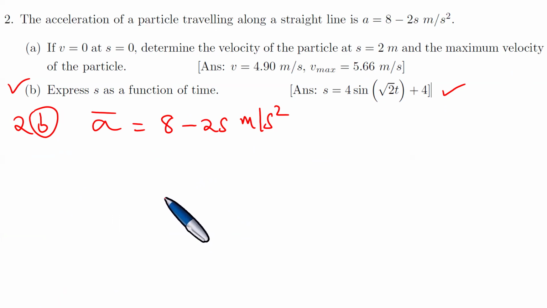Right, so if we want to express s as a function of time, we must be in a position to say, first and foremost, we know that the acceleration is given by what? The acceleration is given by 8 minus twice s. If this is the case, how can we express s as a function of time? Let's reason this out together.